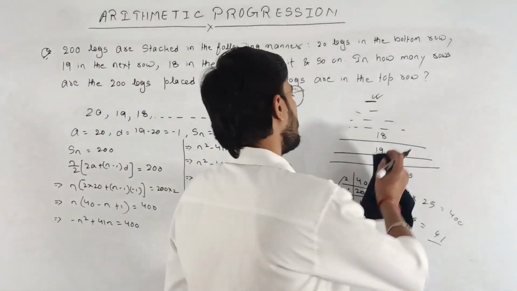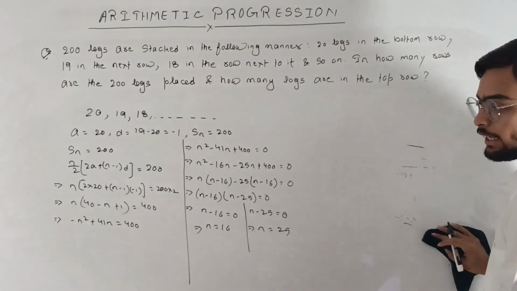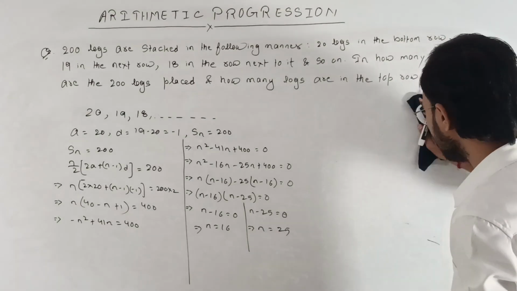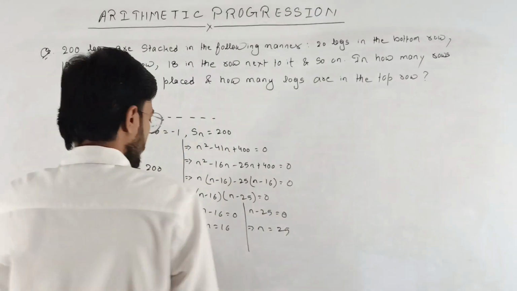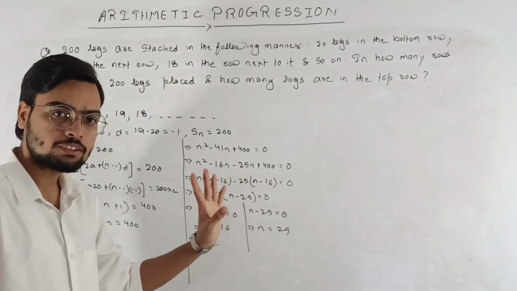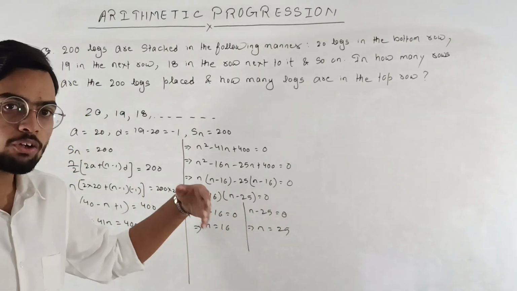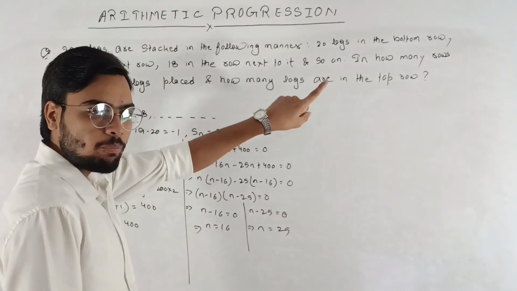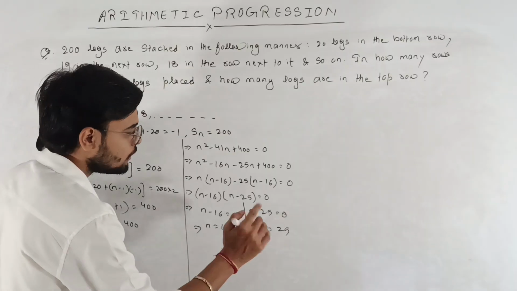Now we take both these two values. From here we can't tell whether n is 16 or n is 25. That's why we take both these two values and calculate the logs in the top row. Okay, from here we conclude that there are two possibilities for the number of rows: first is 16 and second is 25. But of these two, only one is correct, either 16 or 25. Now for identifying which one is correct, we have to find the logs in the top row by using these two values. First, I find using n is equal to 16, then I find using n is equal to 25.